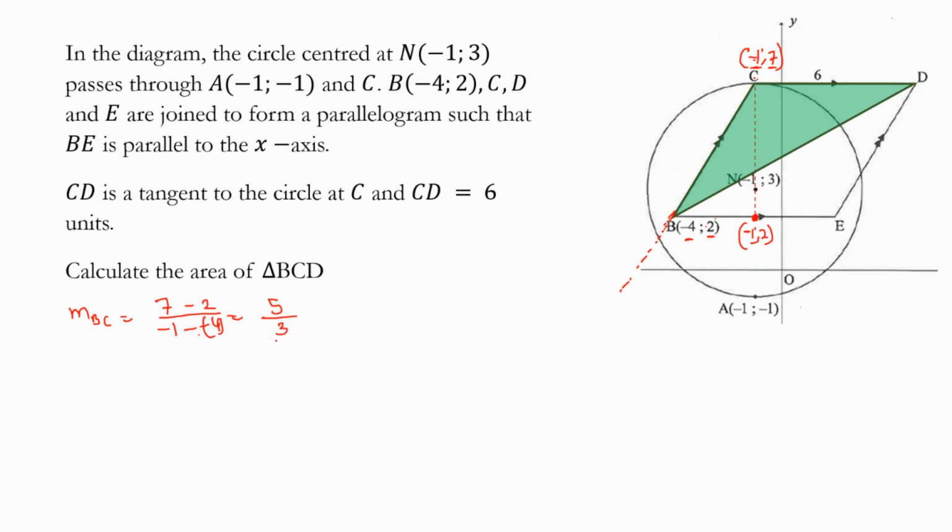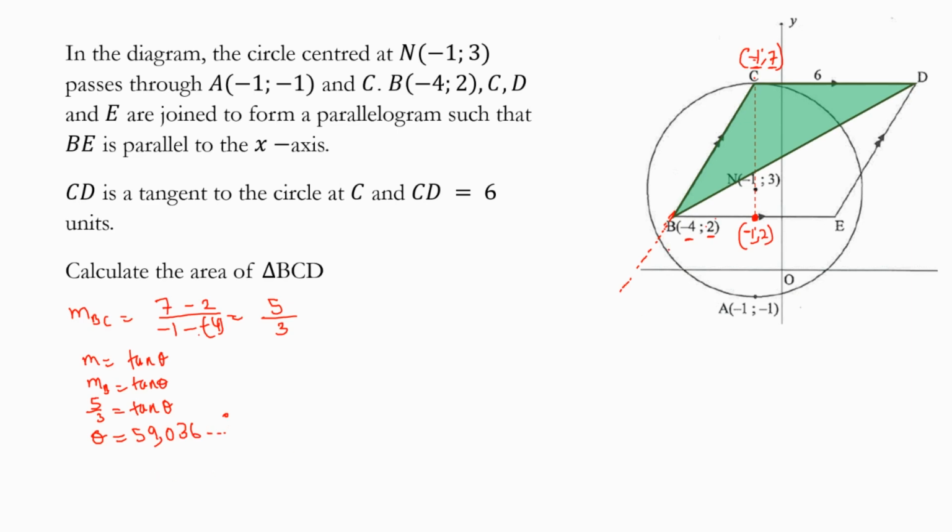So now we can find the angle of inclination of BC. We say that m is equal to tan theta. Then 5 over 3 is equal to tan theta. And then theta is arctan of 5 over 3. You can use your calculator, you'll find that theta is equal to 59.036 and it goes on like that. It's a non-recurring, non-terminating decimal.